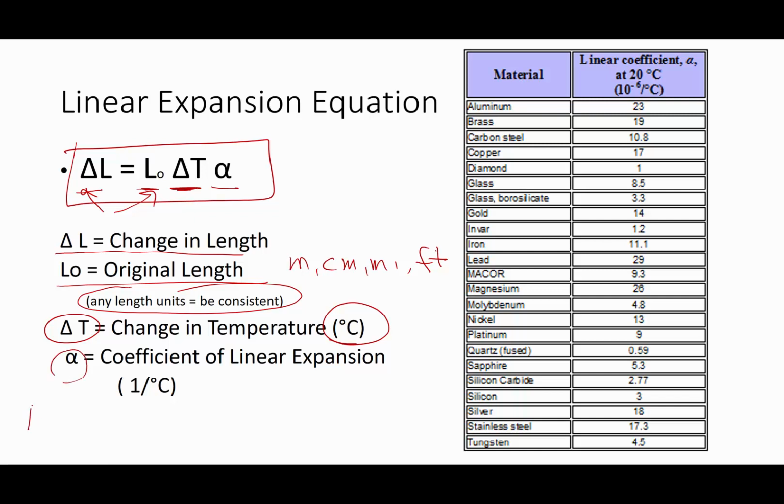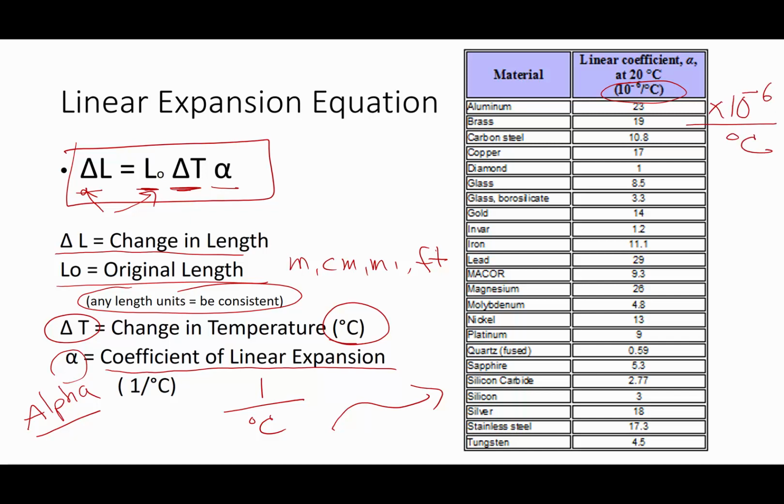This alpha, the Greek letter alpha, is the symbol that is used for the coefficient of linear expansion. The units are odd. It's 1 per degree Celsius. Here is a chart for linear expansion. And these are numbers, and to each of them you go times 10 to the negative 6th per degree Celsius. So you don't forget to add that times 10 to the negative 6th to these values.